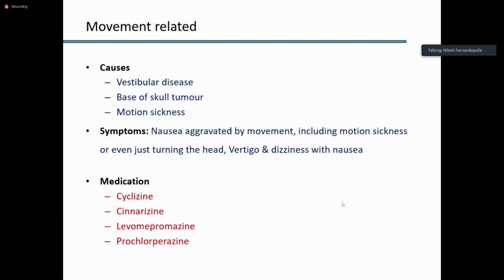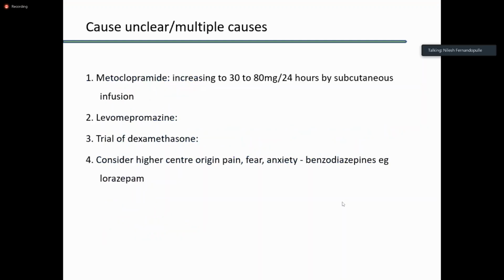Movement-related problems like vestibular diseases, base of skull tumors, motion sickness. In those people, nausea and vomiting is aggravated by movement, okay, including motion sickness. Even just turning the head will induce vertigo or dizziness, and they have vertigo and dizziness associated with nausea. Okay, for these patients the drugs of choice will be cyclizine, cinnarizine, levomepromazine, or prochlorperazine. Okay, so again, doing a symptom analysis will help target your treatment. If you do your basic assessment and can't find the cause for the nausea and vomiting, then of course you need to go for that empirical approach.